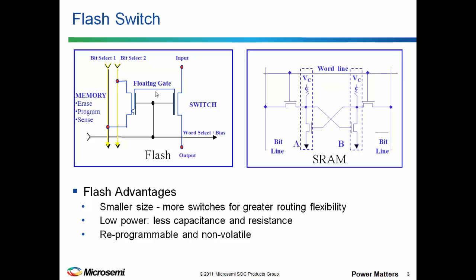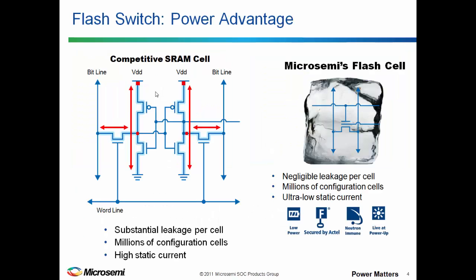The flash switch is smaller in size, so it's lower power, and it's reprogrammable, the same as an SRAM is reprogrammable, but it's non-volatile, so you don't have to configure it every time you turn on the device. And we have an advantage in terms of power because SRAM devices tend to have much more leakage than our flash switch has. We have negligible leakage, so that helps us have much lower power devices, which can be very useful if you're in an application where power is a big concern.